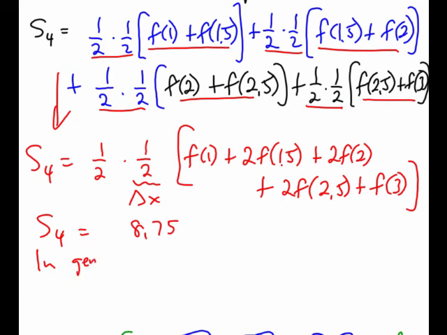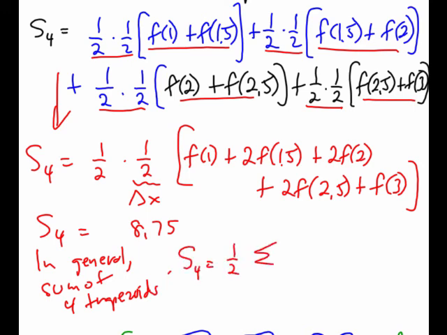So in general, the sum of 4 trapezoids is 1/2 the sum of the 4 trapezoids of height times a plus b, f of x sub k plus f of x sub k plus 1.